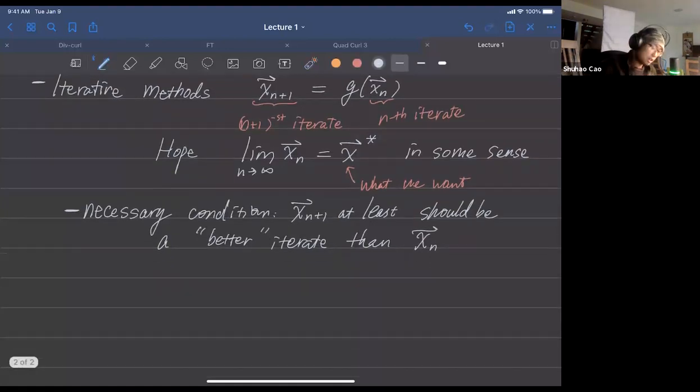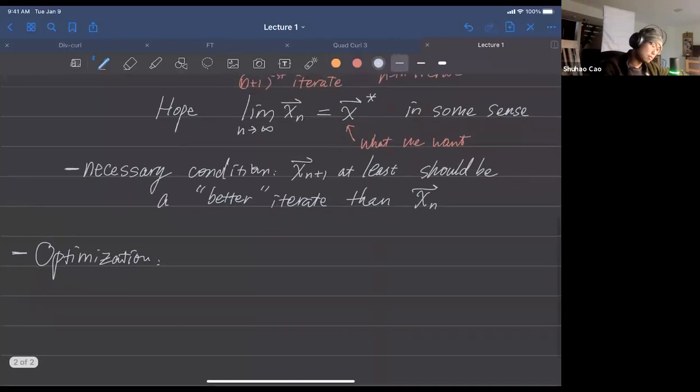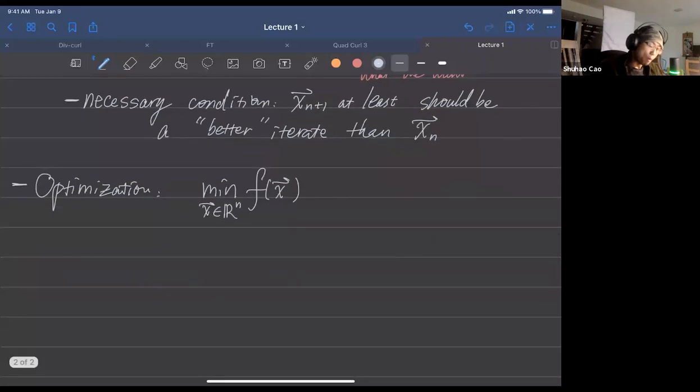And then in the second half of last semester, we learned optimization. Optimization is essentially looking for the minimizer of a function, and of course this function satisfies certain conditions. We want to find its minimizer, and normally it's a local minimizer. A method we can use is called gradient descent.